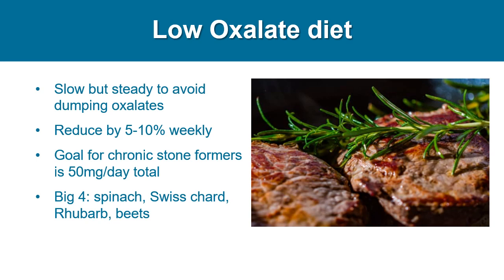So generally the recommendation is about 5 to 10% weekly, and the goal for chronic stone formers is no more than 50 milligrams of oxalates a day. So I should repeat, if you're a stone former, 50 milligrams a day is really the upper limit, but it's really rare for most people to have to be this strict. So really, everybody else, avoid the big four: spinach, Swiss chard, rhubarb, beets.